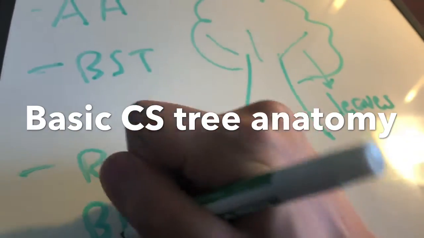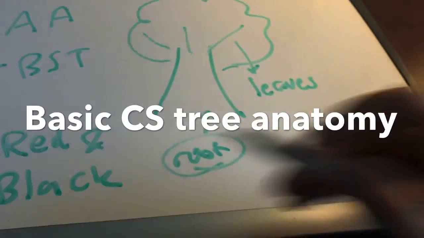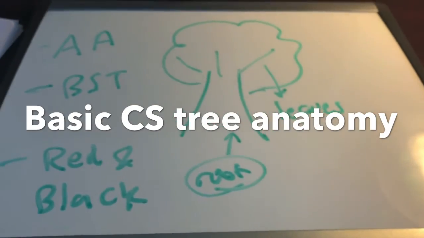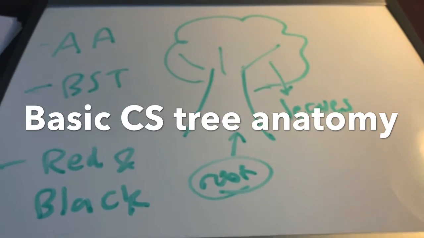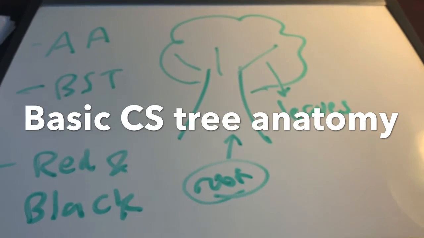We're going to only cover the AA tree in Algos in 10 because the BST is something you can simply look up online, and red and black is not covered that much at Northeastern. So yeah, that's the AA tree general structure.